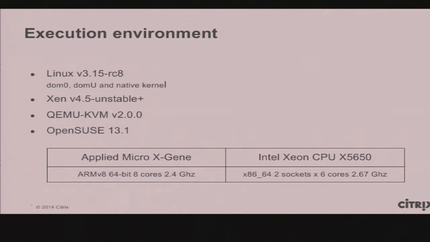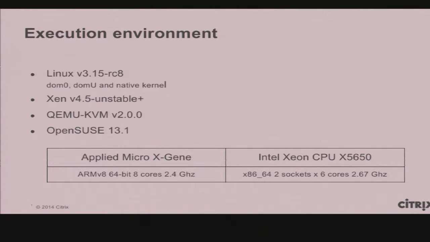To do that, I used Linux 3.15 RC8 as Dom0, DomU, and native kernel. I used Xen 4.5 as of July, plus a couple of patches to disable the debug build and a few debug traps. QEMU KVM 2.0 for the KVM tests. OpenSUSE 13.1 as Dom0 and as DomU, and also for the native execution. The idea here is I wanted to run a benchmark in a VM and a benchmark on native and see how much slower running the benchmark in the VM is.